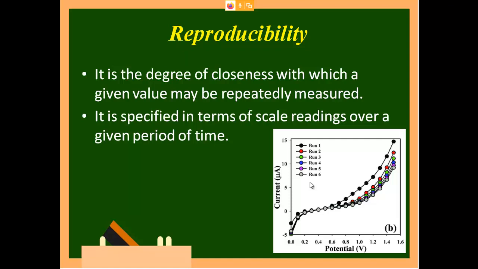So you can see from the first run the current level is high, then in the second run, third run, fourth run, there is a small deviation, and this small deviation is acceptable. There should not be more deviation. If more deviation is there, the material used for your sensing is not suitable. You have to change the metal. That metal itself is not allowed.